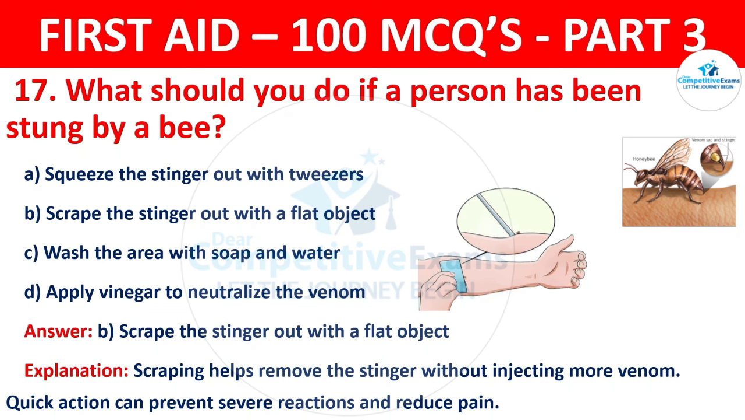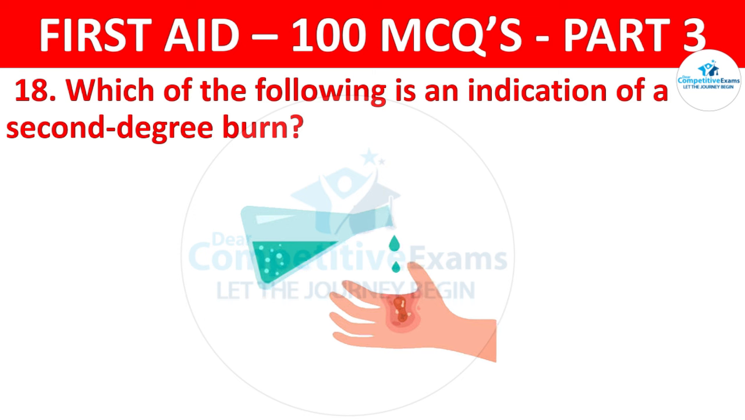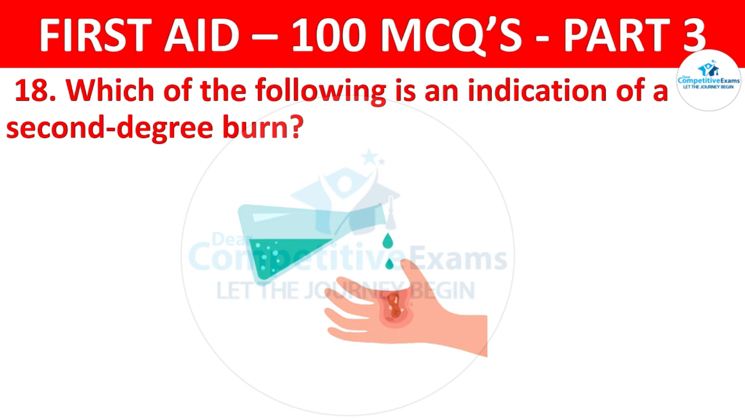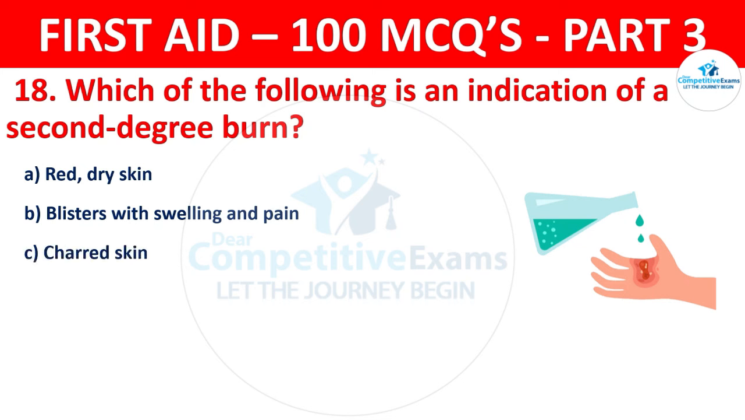Question number 18. Which of the following is an indication of a second degree burn? The options are: red dry skin, blister with swelling and pain, charred skin, or white painless patches.